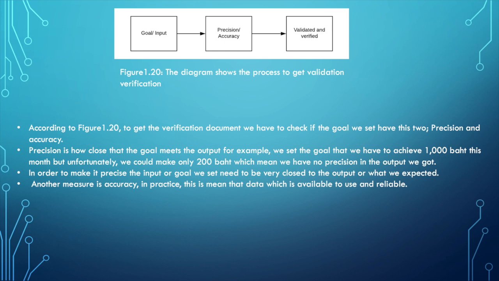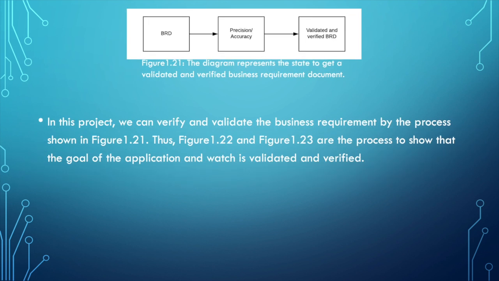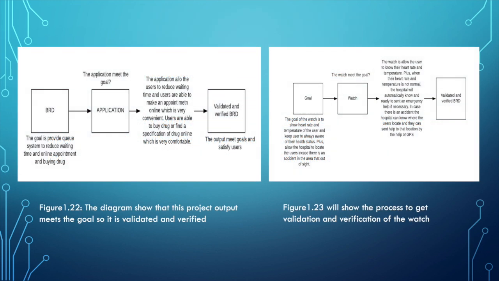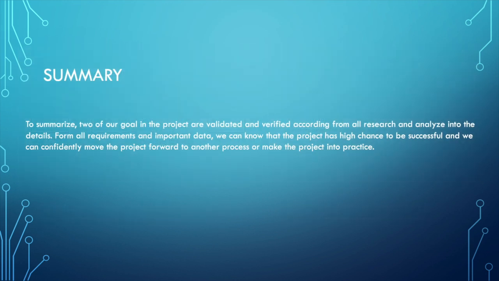Another measure is accuracy. Accuracy means that the data is available to use and reliable. And in this project, we can verify and validate the business requirement by the process shown in figure 1.2. Then figures 1.22 and 1.23 are the processes to show that the goals of the application and watch are validated and verified.